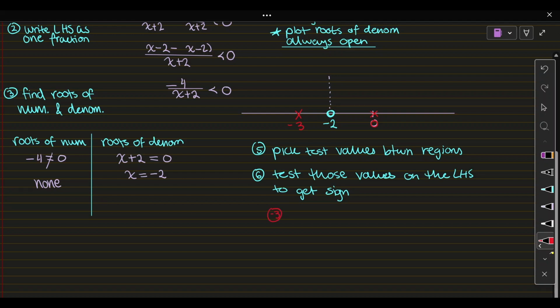So plugging in -3 to that left-hand side there, I have -4 over -3 plus 2. -4 is a negative. -3 plus 2 is going to be -1, so it's also going to be a negative. A negative divided by a negative is a positive. So over here in this region, we are positive. Okay, testing out 0, I have -4 over 0 plus 2. That's a -4 over a positive 2, which gives me a negative overall. So in this region, I am negative.